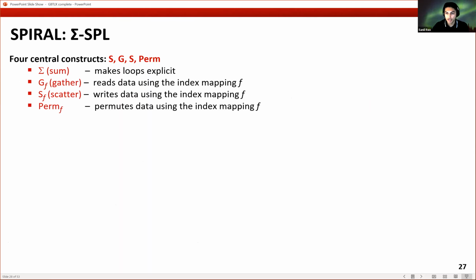And this will be done in the sigma SPL stage. So in this stage, there are four major constructs: the sum, the gather, the scatter, and the permutation. The sum is how you loop over an expression. The gather is how you index into your input x. The scatter is how you index into your output y. And the permutation is how you can permute the data during your computation.